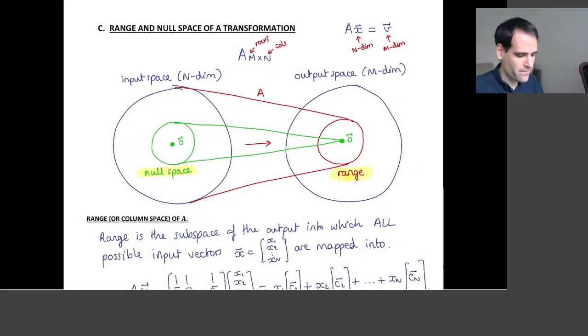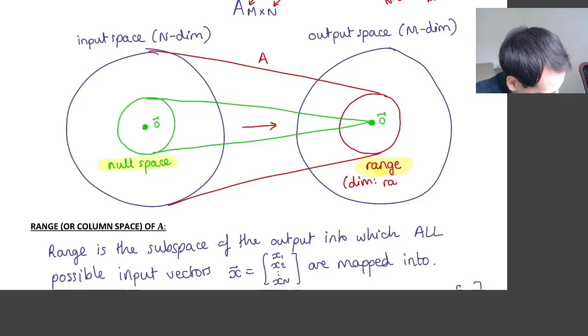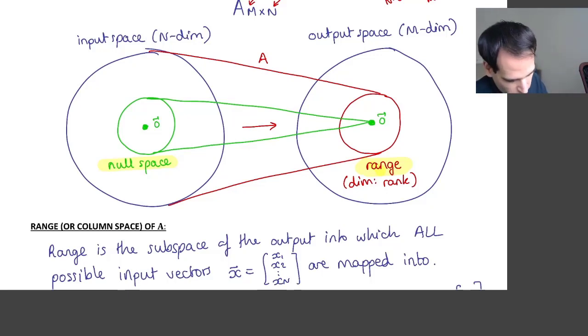So first, let's give things some names, okay? The input space has a dimension n, that's clear, and the output space has a dimension m. Now, the range, which is the subspace into which all of the input space is mapped. Let's say that the number of dimensions of the range, let's call that the rank. And for the null space, the number of dimensions of this subspace is equal to the nullity.